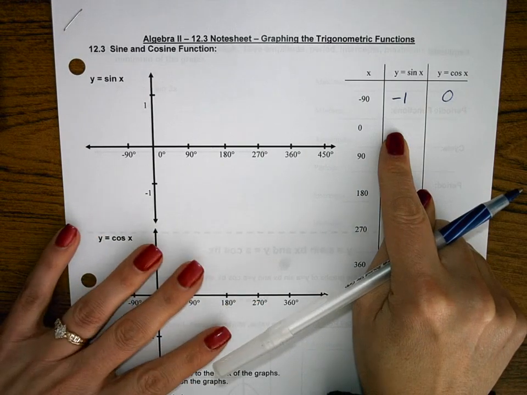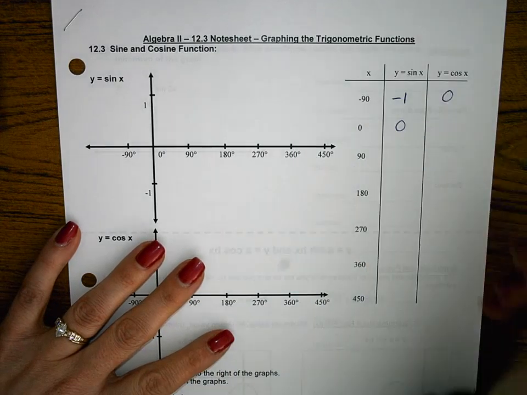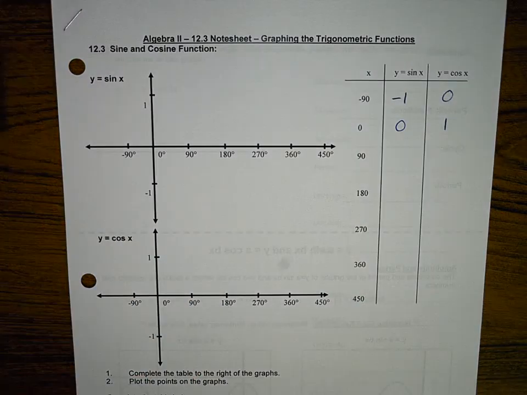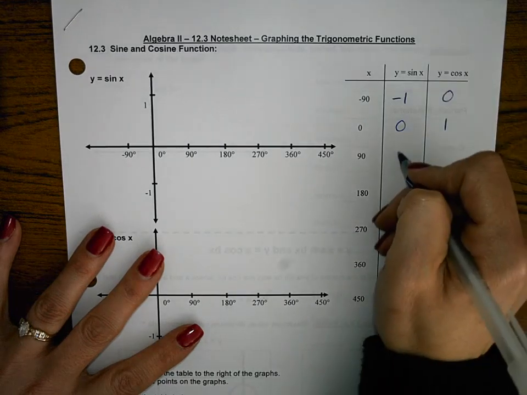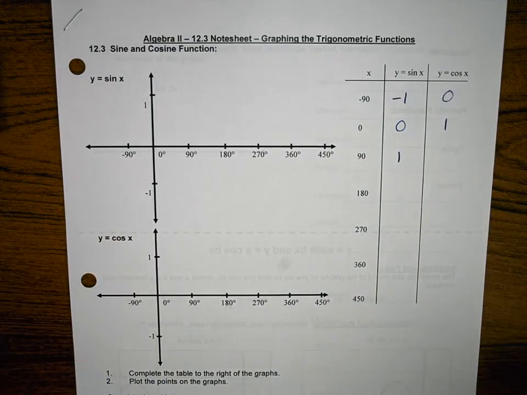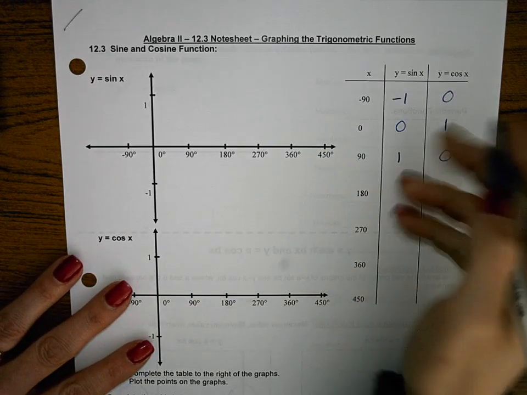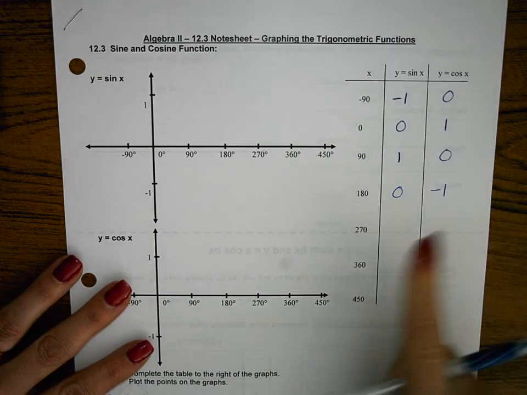All right. How about the sine of 0? 0. What about the cosine at 0? 1. Now, if you had trouble with your angle, grab your calculator as a way to verify that what you did was correct. What about the sine at 90? 1. And the cosine at 90? 0. How about the sine at 180? 0. The cosine at 180? Negative 1. Looking good. We're doing a great job.